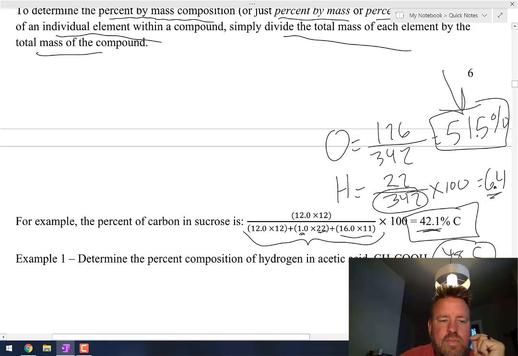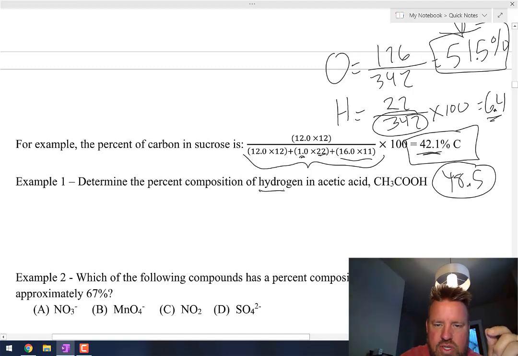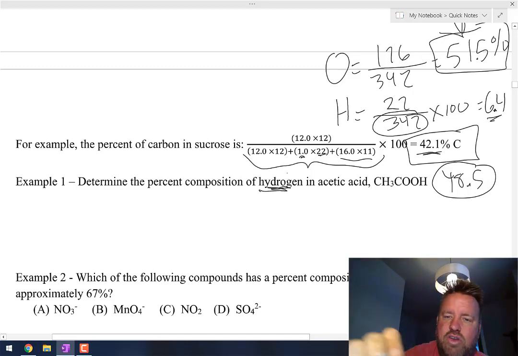51.5%. Okay, so example 1: determine the percent composition of hydrogen in acetic acid, which has the chemical formula CH3COOH. The first thing we're going to do is, they want to know the percent composition, or the percent by mass, of hydrogen. So we're going to put the mass of hydrogen on the top. There's 3 hydrogens here plus 1 more.